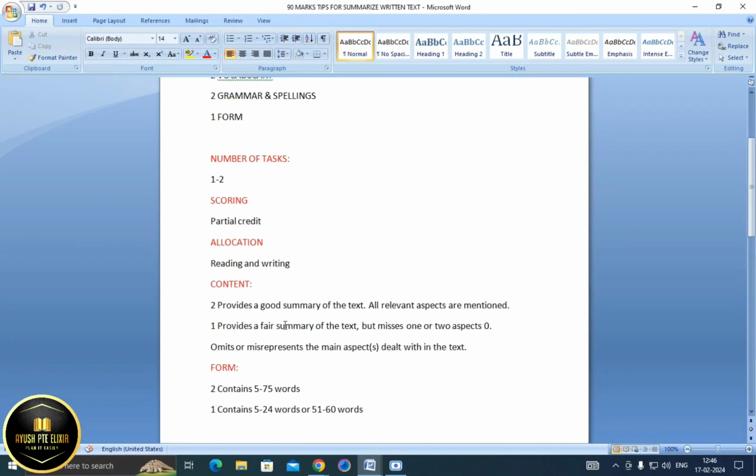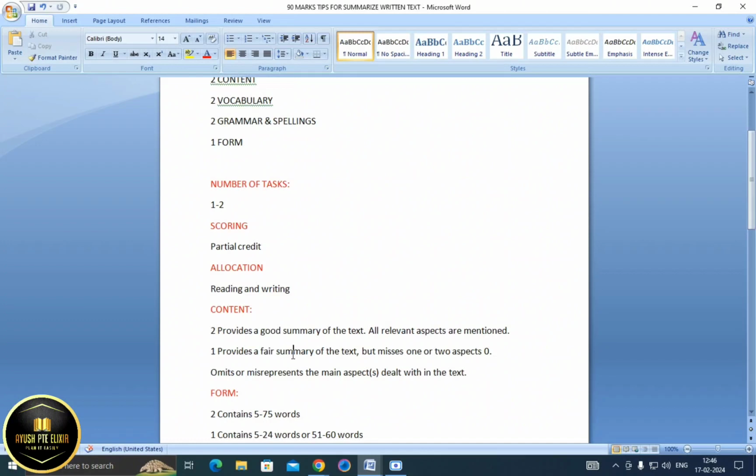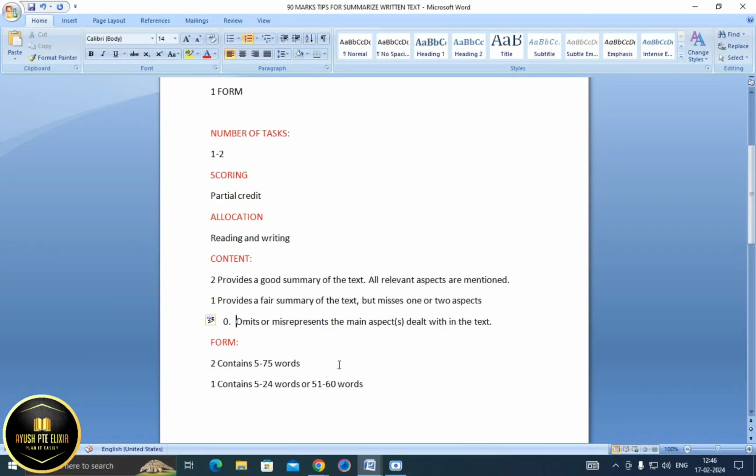So let me tell you how your content is scored. You get 2 marks if you provide a good summary of the text, if you're relevant to the topic and all relevant aspects are mentioned, and you're not going out of the topic. 1 mark is given only when you provide a fair summary of the text and you can miss 1 or 2 aspects. Basically, from where you should be taking the lines and content, I'll let you know with the examples. But for 0, it's when you are omitting or misrepresenting the main aspects which are in the text.